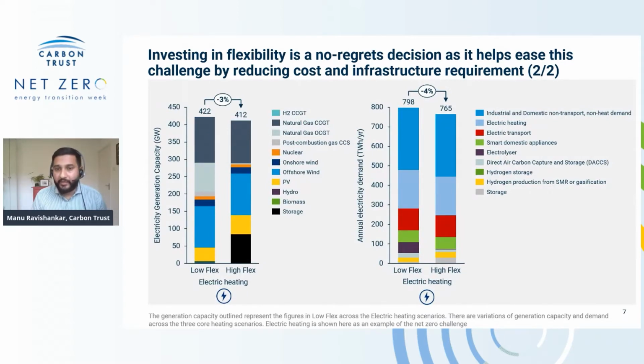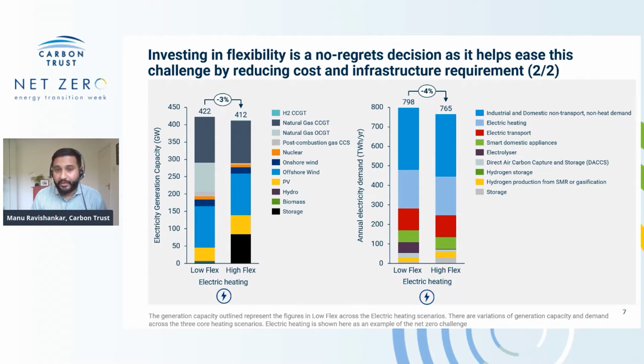So here again, we dive into the example of the electric heating scenario, and then we see the impact on the total demand and also on the generation capacity. As some of you might have noticed, there is a significant reduction in gas capacity in the high flexibility scenario. That is the second column on the chart on the left. And now the addition of around 80 gigawatts of storage, which is in black color in the chart, displaces around 90 gigawatts of unabated gas generation. Yes, you still need over 120 gigawatts of combined cycle gas turbines, but the total capacity of the gas generation fleet is significantly lower when flexibility is added.